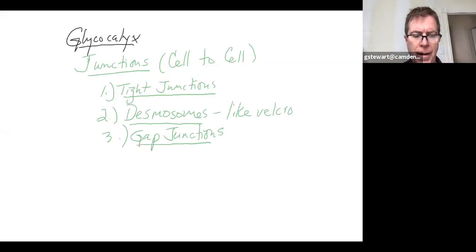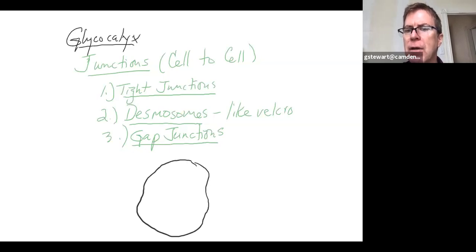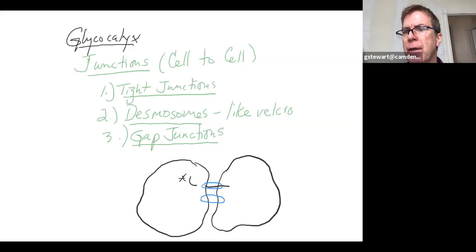Gap junctions allow for some sort of communication to go on between cells, usually the flow of materials. So a gap junction might look something like this. It's not just a connection point, it's a communication port as well. So if I have two cells, and here are proteins creating gap junctions, that allows for the flow of some kind of material or ion, for example, from cell to cell. That would be an example of a gap junction.